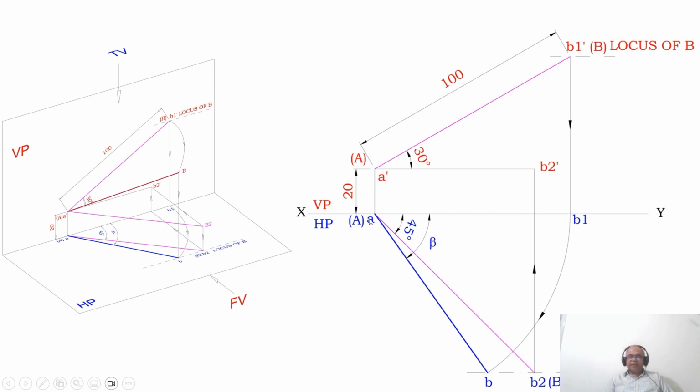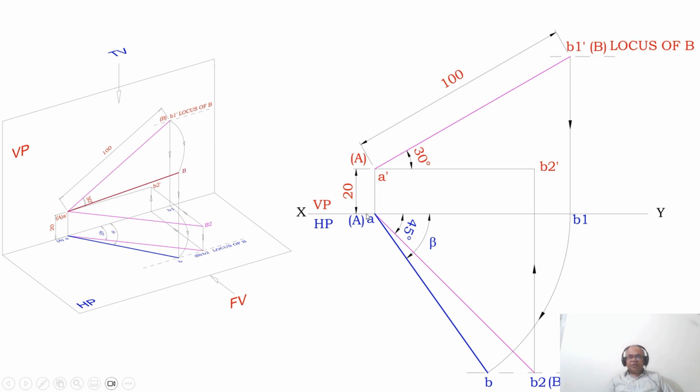But A will be on the XY line because A is already given in the problem as lying on VP. Due to the true inclination with respect to VP being 45 degrees, the top view point of B is not on the vertical plane, but in front of the vertical plane by this distance, such that the distance of the point AB1 will have the same distance as AB.